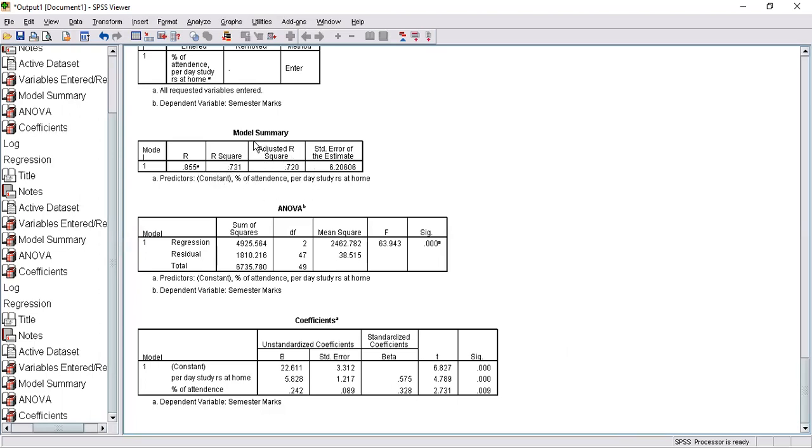Many times people look at adjusted R square, because R square is highly affected by the number of independent variables. If you increase the number of independent variables, your R square will increase. It may happen that the independent variables are not significant, but R square is still increasing. So to adjust for the number of independent variables in the model, we see adjusted R square. And this is the basic idea of regression analysis.